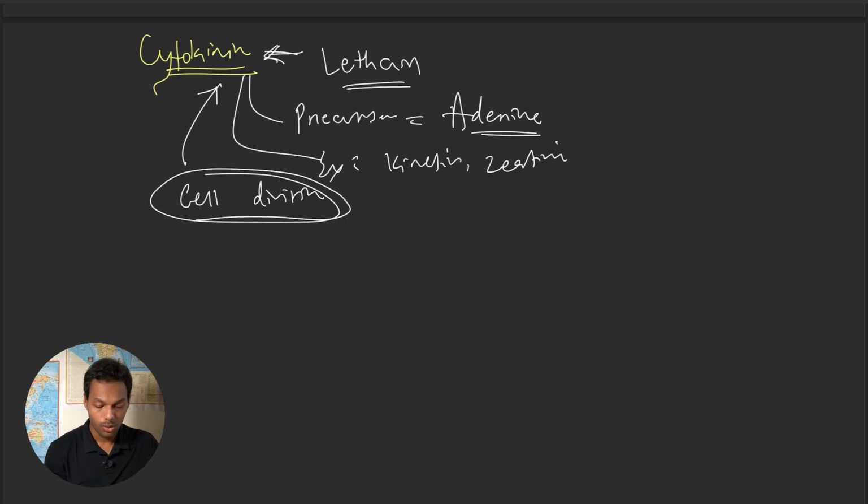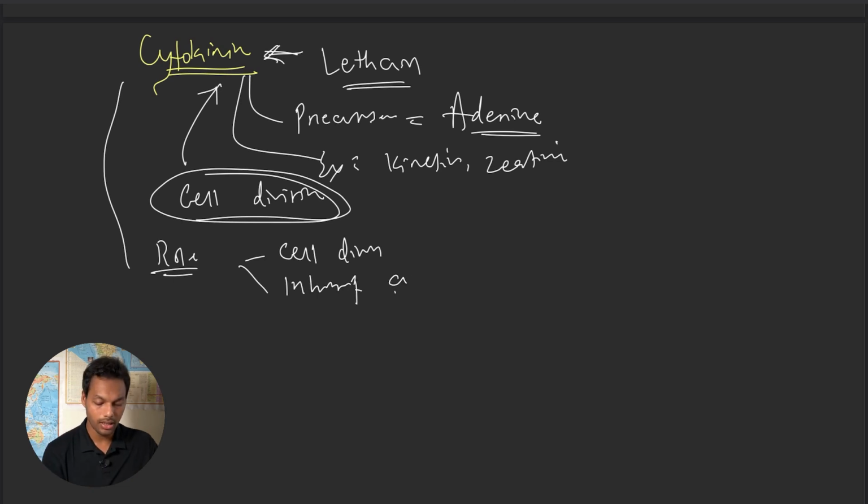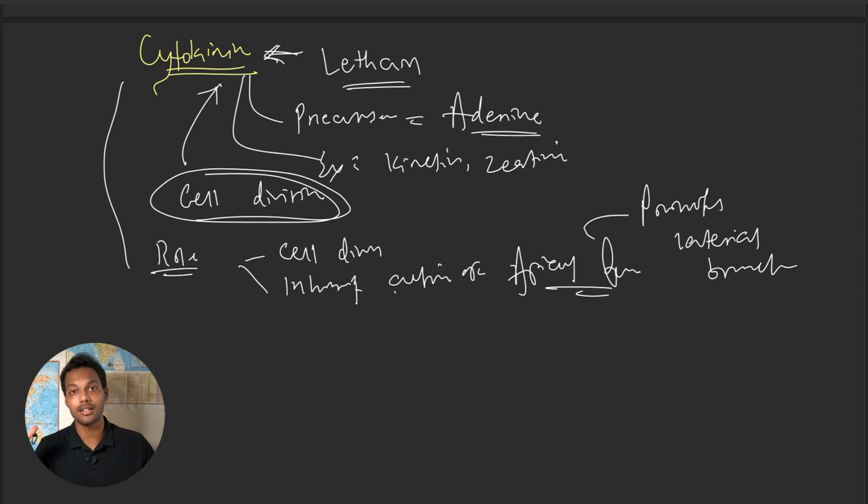So what are the roles of cytokinin? As I discussed, it helps in cell division. Then it inhibits the action of auxin. Auxin's main role is apical dominance. So cytokinin inhibits the action of auxin and promotes lateral branching. Auxin promotes height and diminishes the growth of lateral branches, but cytokinin increases the lateral branches.